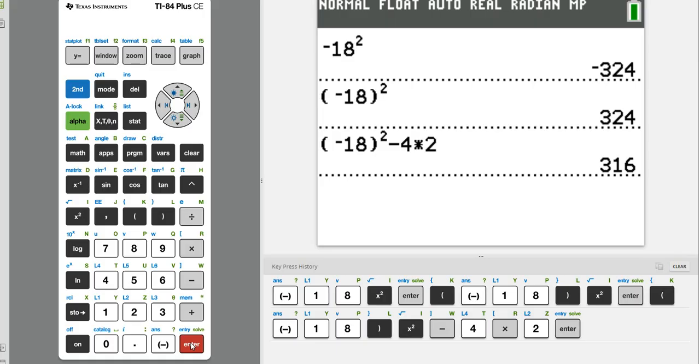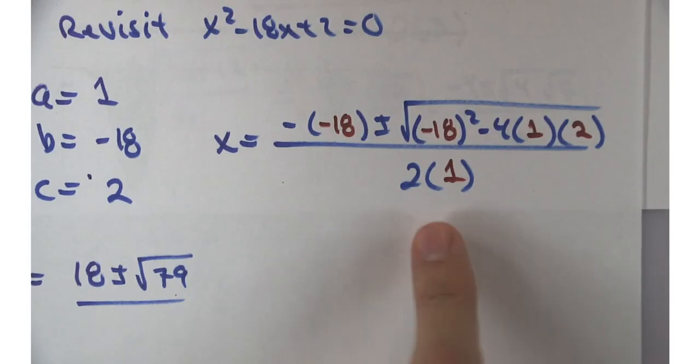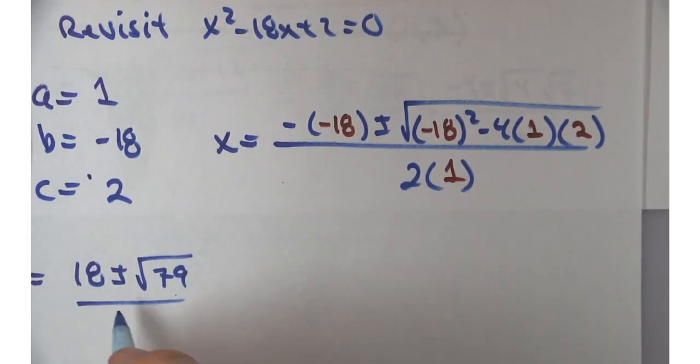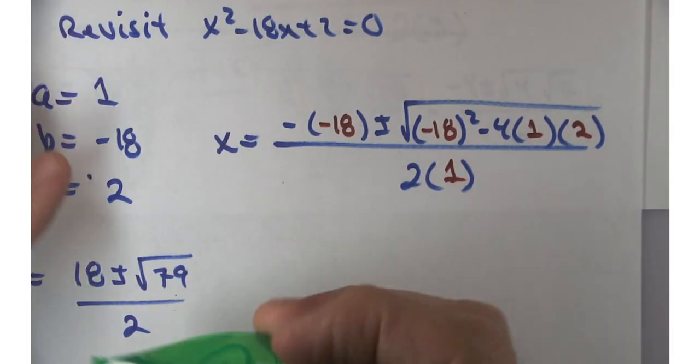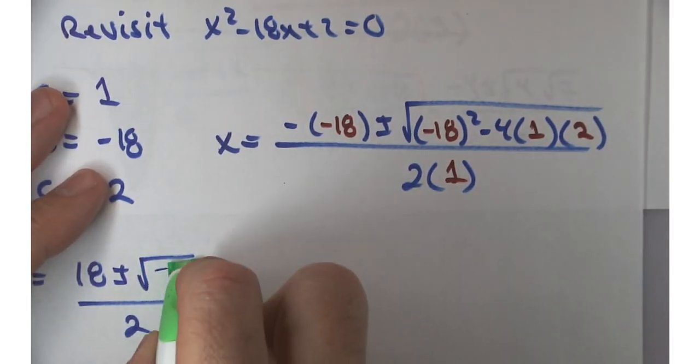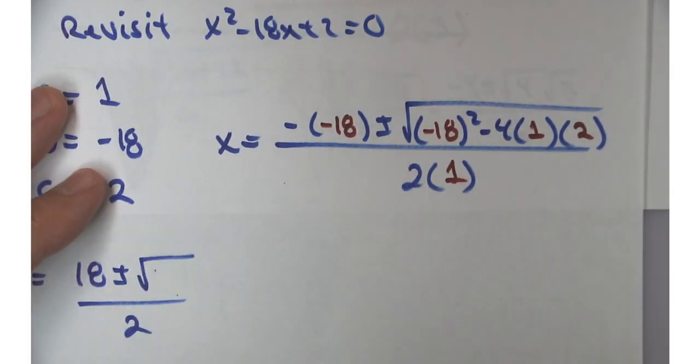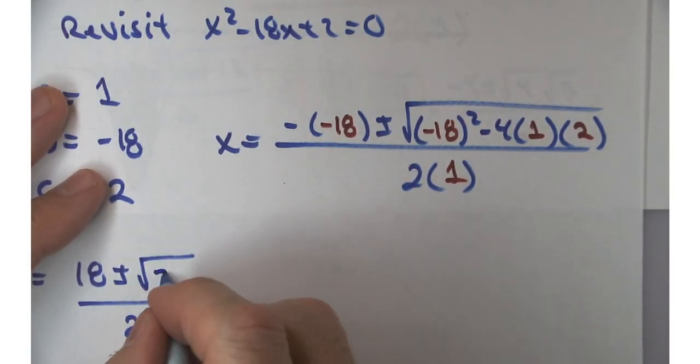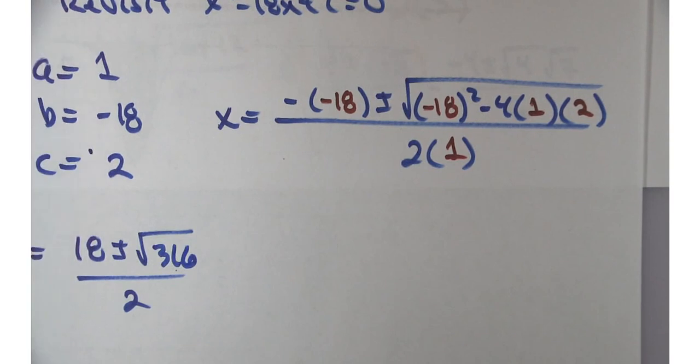So 18 plus or minus square root of 79 over 2 times a. Forgot to fill that in. 2 times a was 2. Oops. I'm sorry, I'm a little bit ahead of myself. It wasn't square root of 79. I'm ahead of myself there. 316. And that's pretty good.